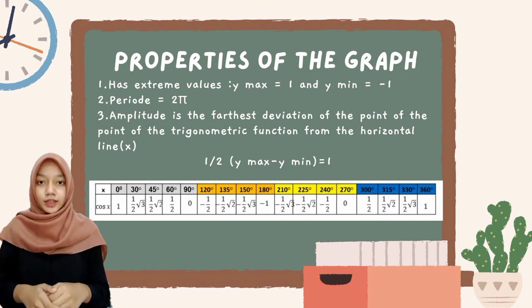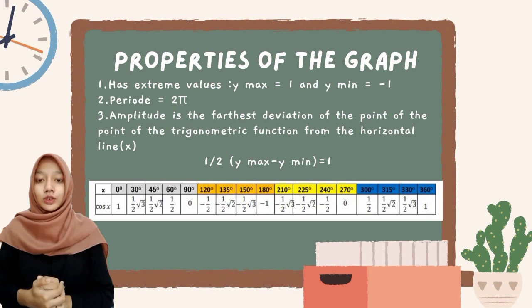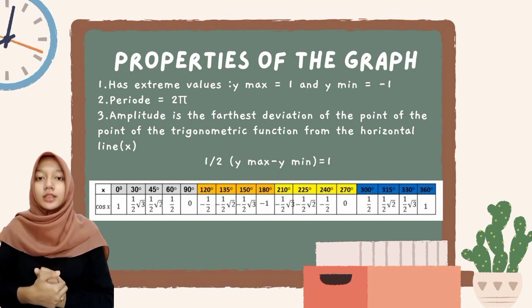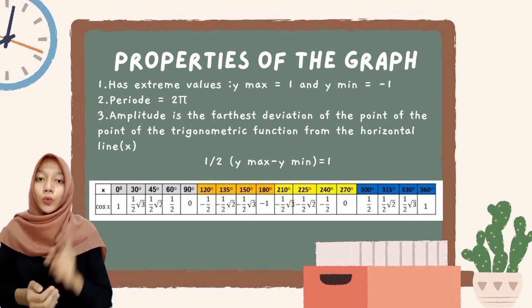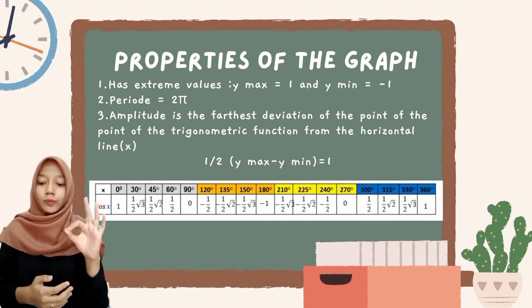The values of x: when x is 0 degrees, cos x is 1. X 30 degrees, cos x is 1 divided by 2 times square root of 3. X 45 degrees, cos x is 1 divided by 2 times square root of 2. X 60 degrees, cos x is 1 divided by 2. X 90 degrees, cos x is 0.